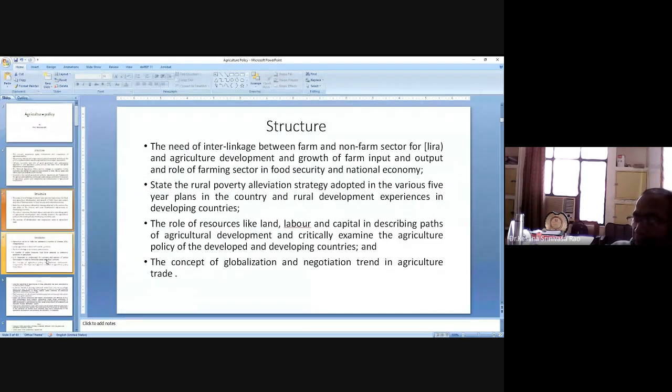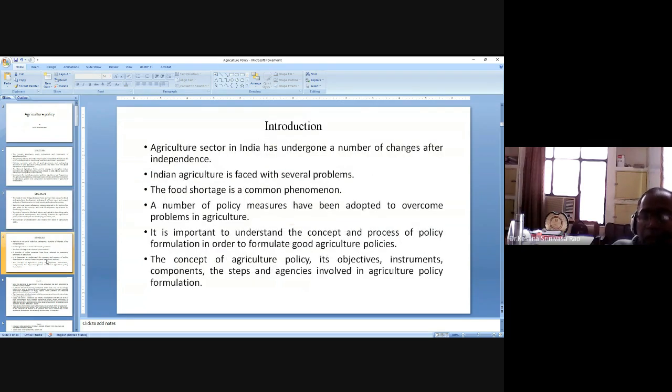Basically, the price policy, marketing policy, and the exchange policy, these three types of policies influence the overall agriculture policy. For each and every country, we can see how these policies are changing or formulating, and what type of impact these policies have on the overall economy as well as the overall population. That is the main crux of the agriculture policy.